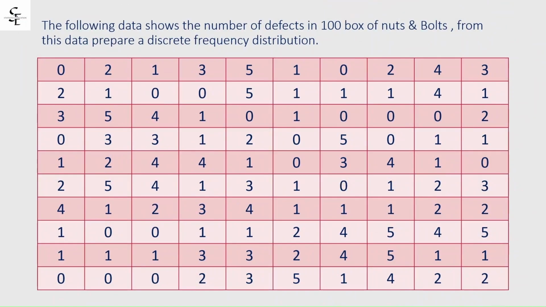Today's assignment is this sum, just like the one we solved. The following data shows the number of defects in 100 boxes of nuts and bolts. From this data, prepare a discrete frequency distribution. I hope you will be able to solve this sum very easily.